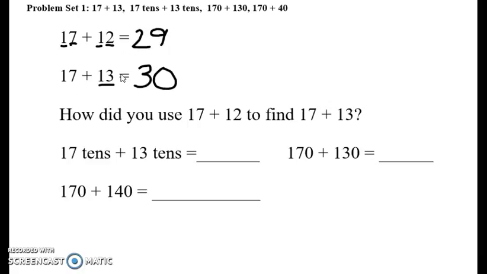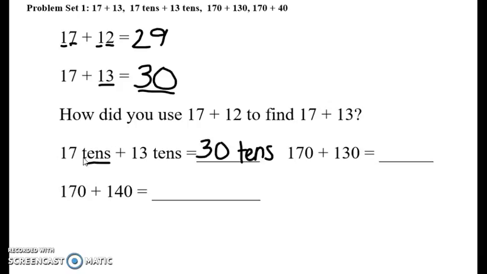Now let's take a look at another problem. Here I have 17 tens plus 13 tens. I already know that 17 plus 13 equals 30. So what that means is 17 tens plus 13 tens will have to equal 30 tens. Remember, when we add the word tens to the end of a number, that means that we place a 0 at the end of the number.